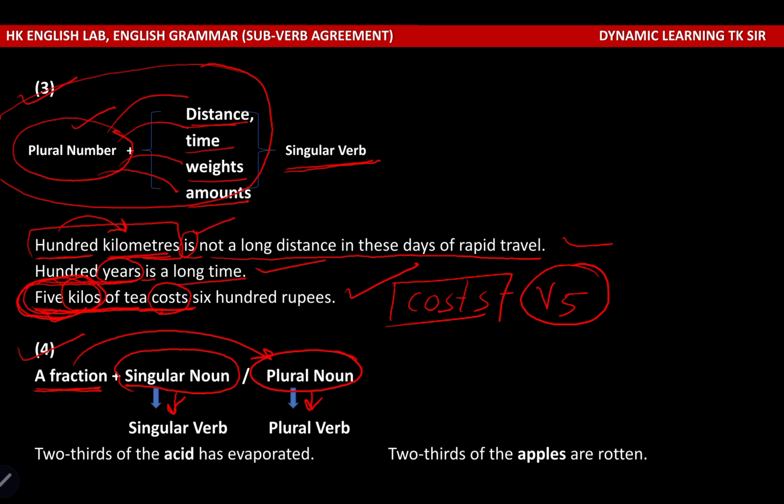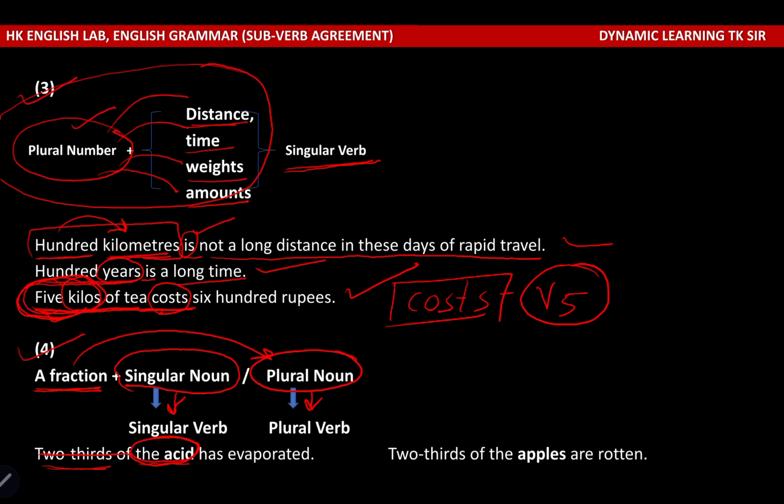Okay, like two-third of the acid. Who is the real subject here? Two-third of the acid. Okay, from the fraction, just erase this two-third of. If you erase, what will you get? The acid. The acid is an uncountable noun. Am I right? Acid is an uncountable noun, and you know all uncountable nouns always take the singular verb.